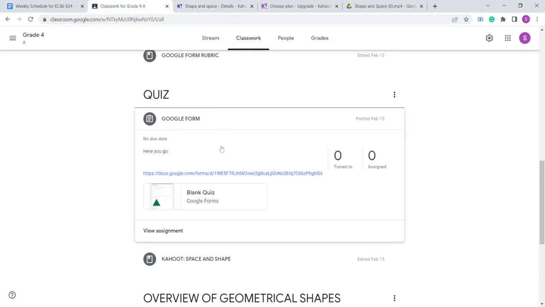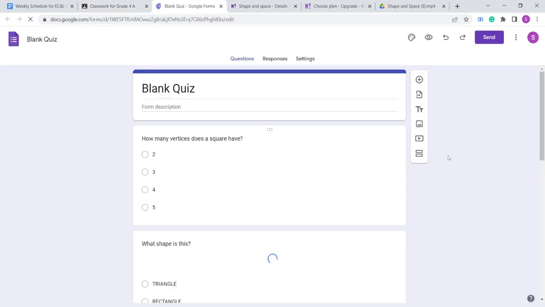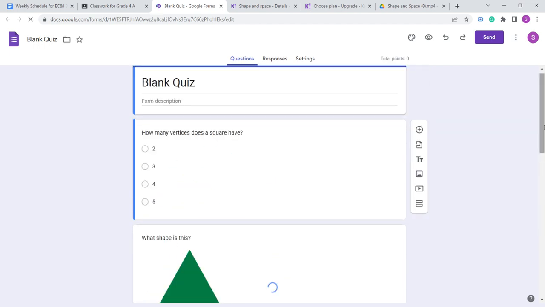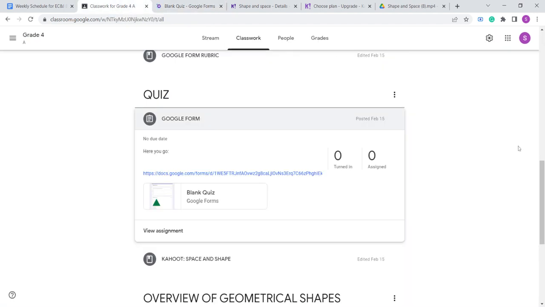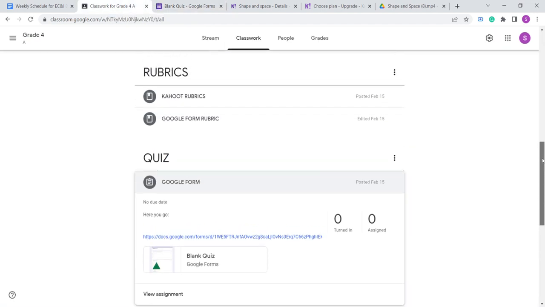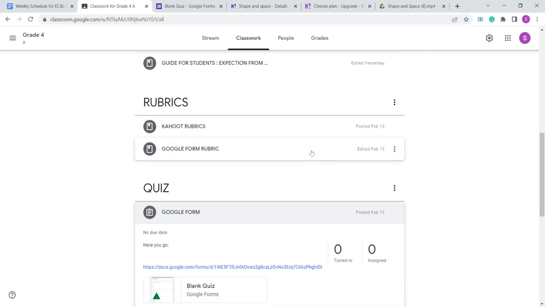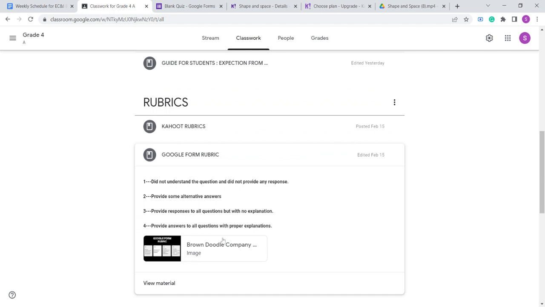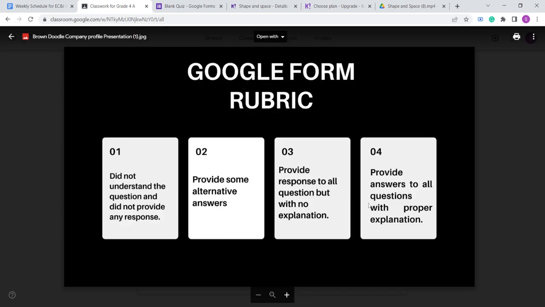And here is the Google Form, in which I added five questions. After that activity, students have to participate in this activity. So this is very helpful for the students and for me also. So in this way I can find the outcomes of the students. And here is the rubric. This is a small rubric in which I can understand whether the students have provided the answer or not. And I will assess according to that rubric.